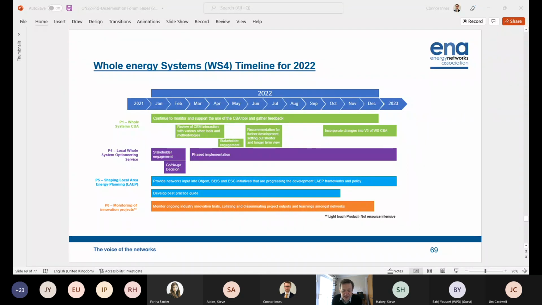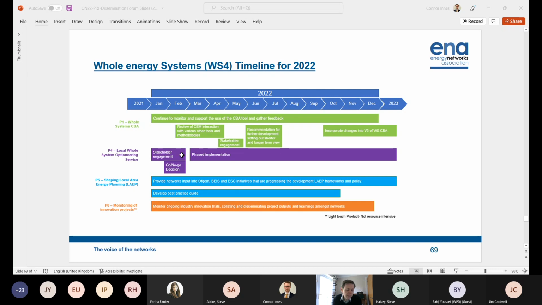Our work on local area energy planning consists of two main activities in 2022. The first is very much working with policymakers in this area. So BEIS and Ofgem are working together to assess the case for further action to support local area energy planning and a need for consistency across GB. And in parallel, Energy Systems Catapult are delivering work to understand how local area energy plans fit together within a national energy system strategy.